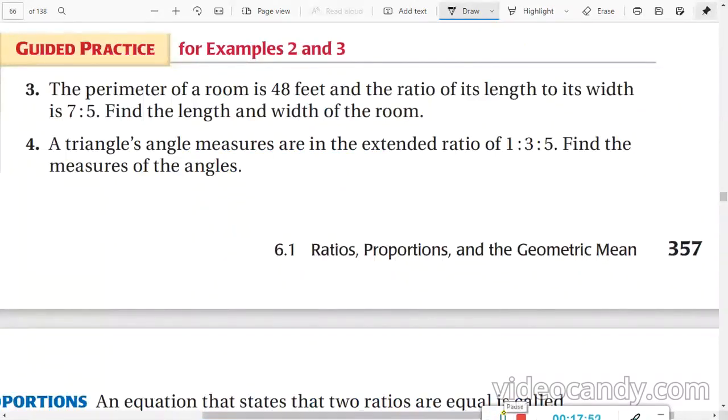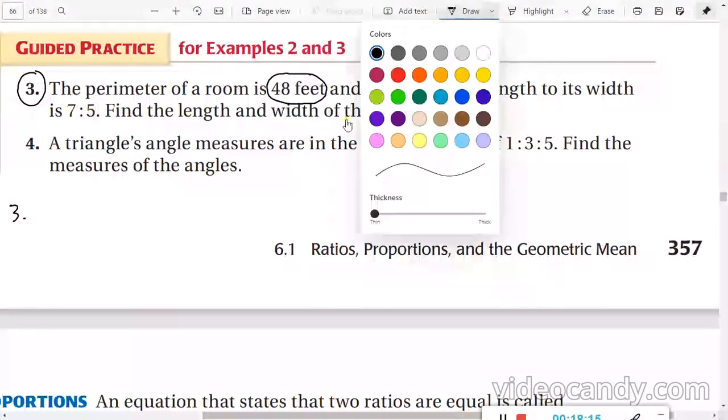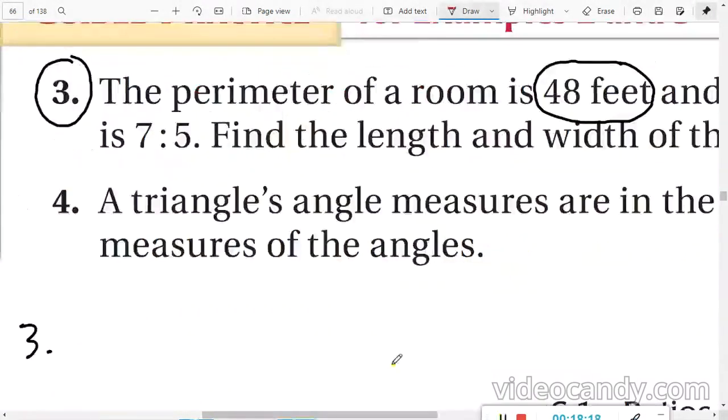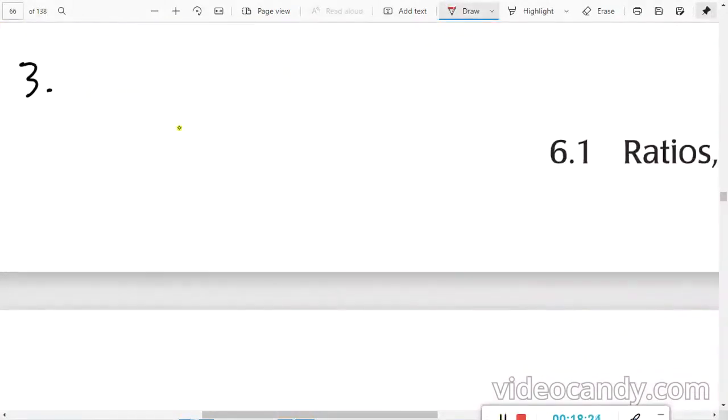Okay, please pause and try guided practice number 3. All right, number 3. It says the perimeter of a room is 48 feet. The ratio of its length to width is 7 to 5. Find the length and width of the room. All right, let's see here. It says the length to the width is 7 to 5. So I'm just going to write it as L over W. So that ratio is 7 to 5.